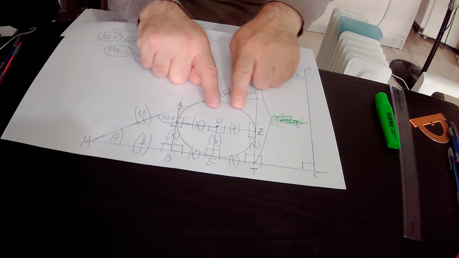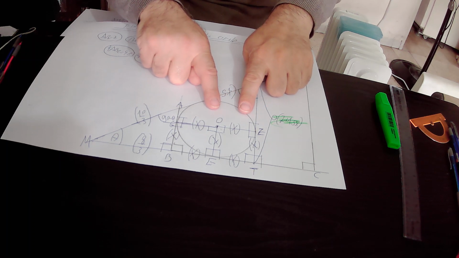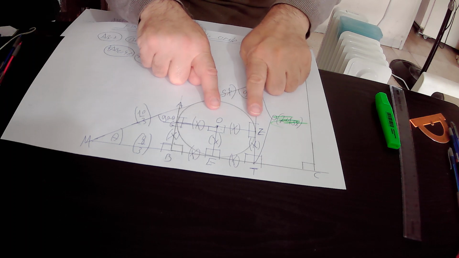Likewise, we join points O and Z together by a straight line. OZ is the radius of this circle that is equal to X. The radius OZ is drawn to point Z.